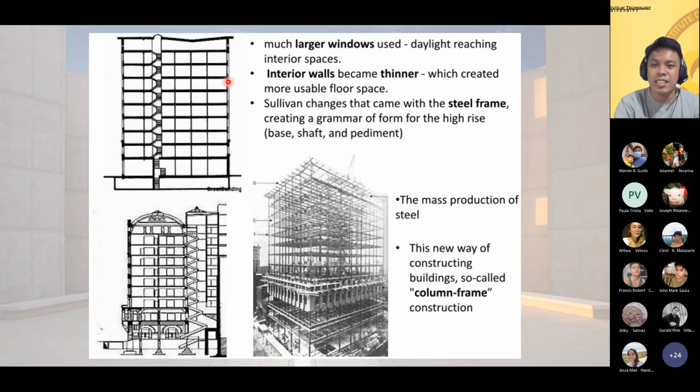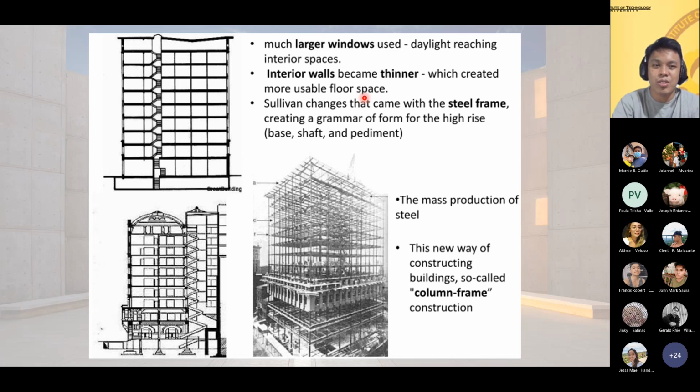So daylight, they needed daylight in these structures, because these are office buildings. So aside from using artificial lighting, they also need the natural lighting. So interior walls become thinner, which created more usable floor space. Not the same with previous architectural styles, where their walls were very thick. Why? They needed those huge stones.